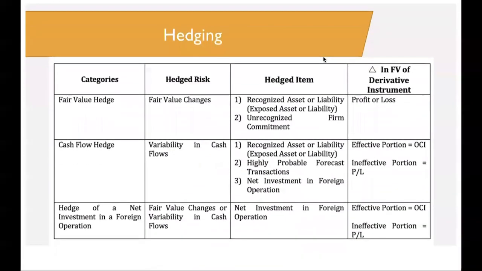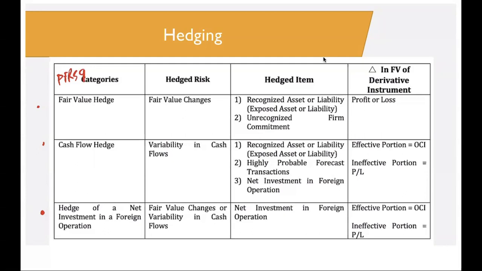Now we talk about your hedging. Your hedging has three main categories. So what are your categories of hedging? The categories of hedging are provided under PFRS 9. And there are three types of hedging. First is your fair value hedge. Next, we have your cash flow hedge. Lastly, we have your hedge of a foreign investment, or that is your hedge of a foreign operation. So first, we have your fair value hedge. The first hedge is your fair value hedge.